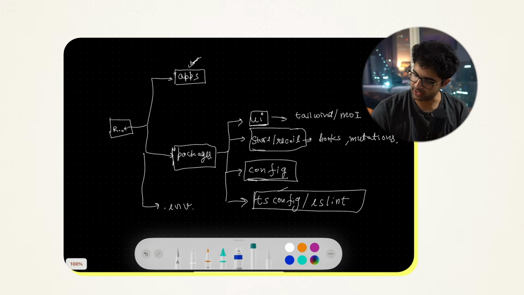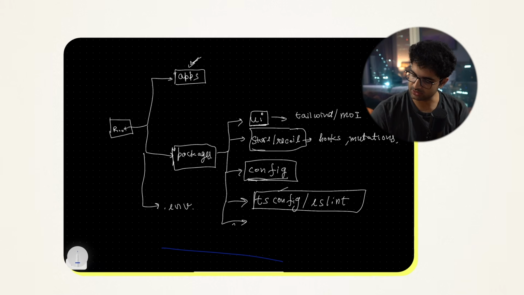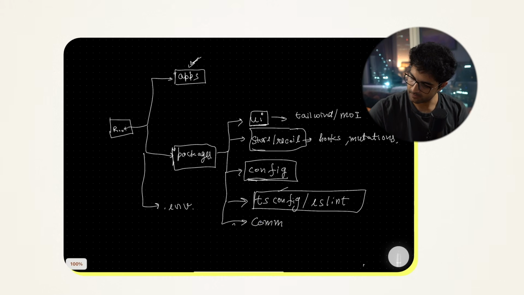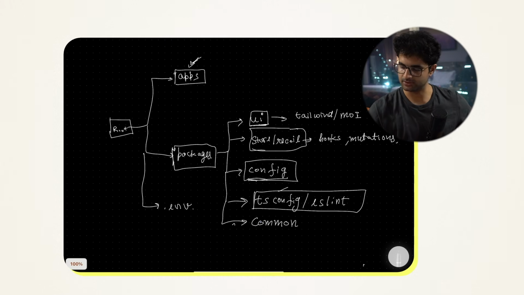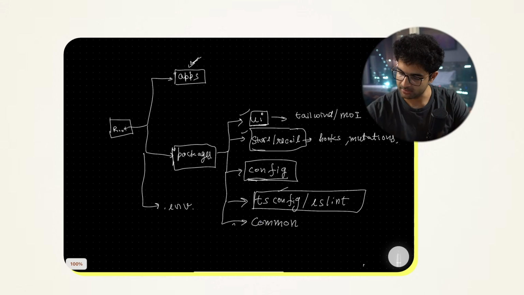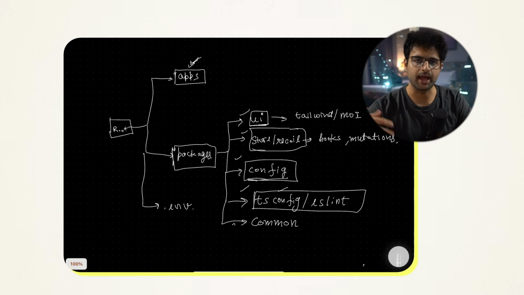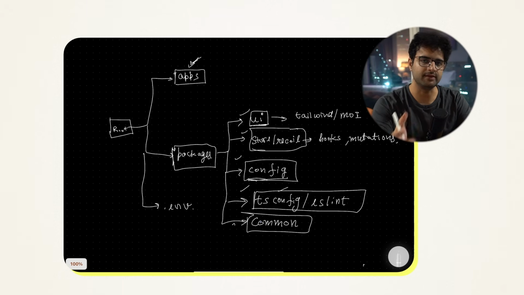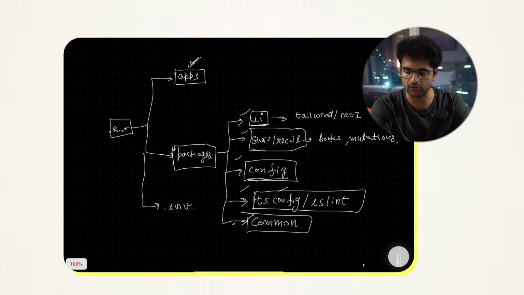Then there's one folder that's fairly common. It's called common. And common contains a bunch of your types. Anything that's globally needed by basically all of these packages and a few things inside your apps is stored inside common. And we'll quickly see what that means in cal.com.